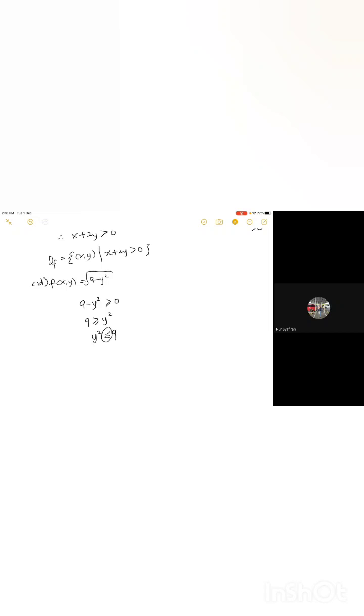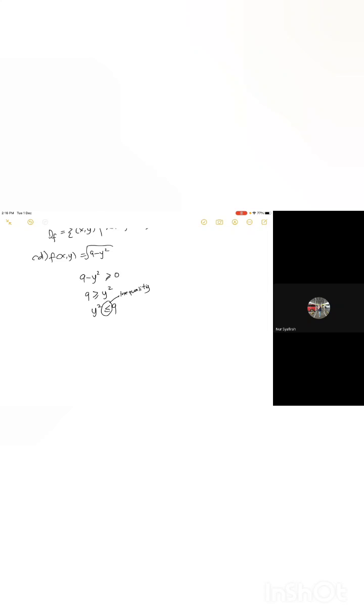So when you want to open this inequality, when it is less than or equal to 9, it will be negative 9, sorry. This part will be negative square root 9 less than or equal to y less than or equal to square root 9. Okay, so it will be negative 3 less than or equal to y less than or equal to 3. So this is your answer.